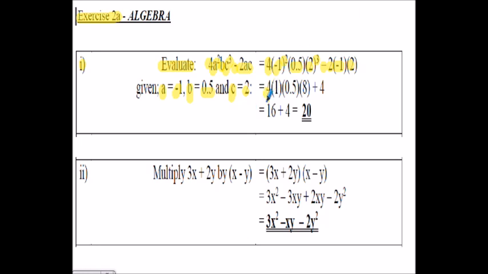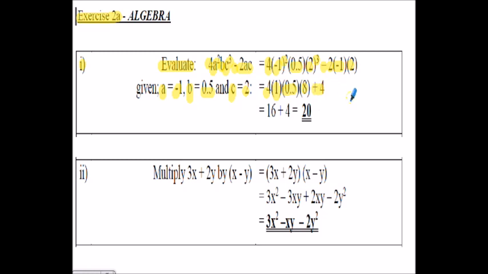So I will get 4 multiplied by minus 1 squared. Don't forget when you square a negative number, it's always positive, so it's 4 times the 1, multiplied by the 0.5, and 2 to the power of 3 would be 8. I add to that the last term, which is minus 2 times minus 1 times 2. Be careful of the directed numbers there. That is actually plus 4.